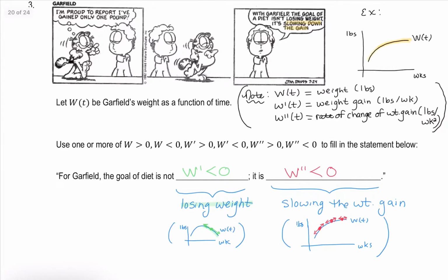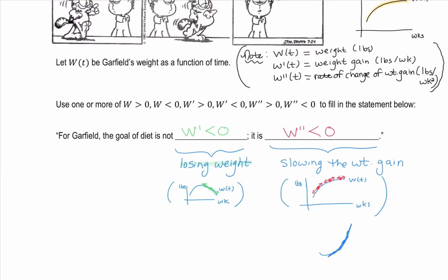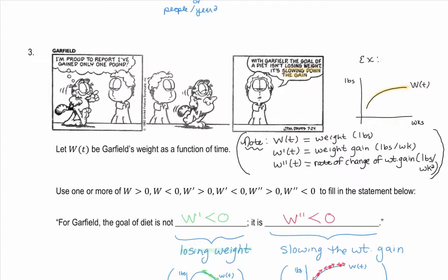If we were speeding up the gain, just as a comparison, the slopes of your tangent lines, the derivative, would actually be increasing. The slopes would be getting more steep if you were speeding up your rate of change. And in that case, the w double prime, the second derivative, would be greater than 0. So we took all the fun out of that joke, but just one more little interpret problem there.